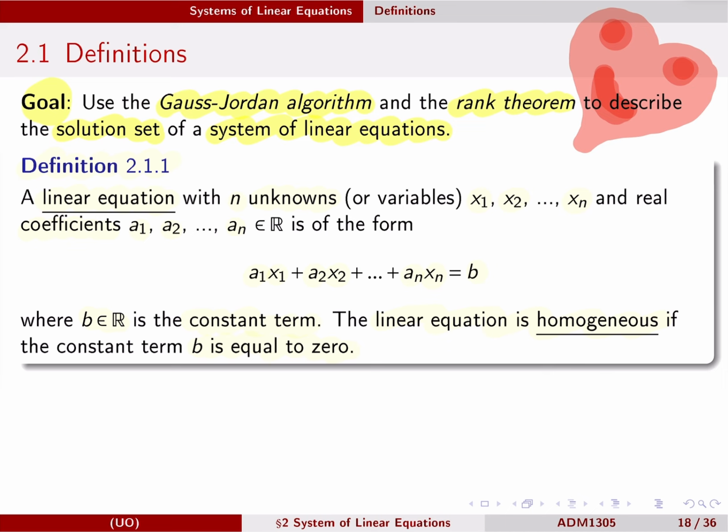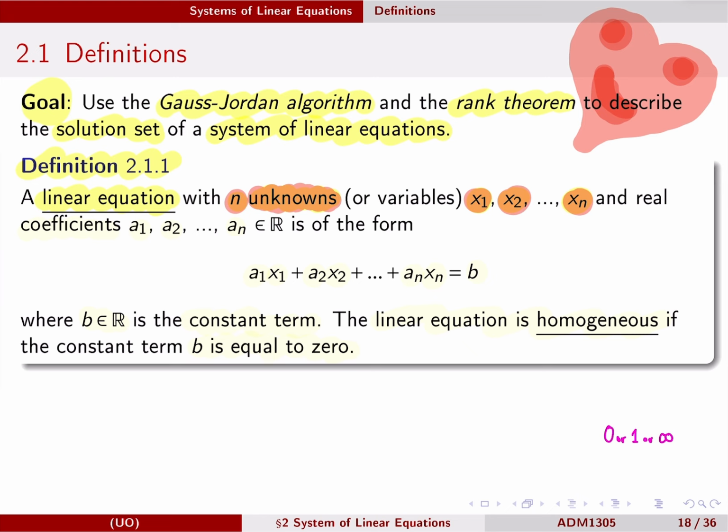And the rank theorem is a nice little trick that will allow us to see which one of the three cases we're dealing with. If we want to solve a system of linear equations, we should first look into what is a simple linear equation. So a linear equation with n variables or n unknowns, and when we have a lot of them, like n of them, we're typically going to be using the notation x1, x2, x3, x4, all the way up to xn.